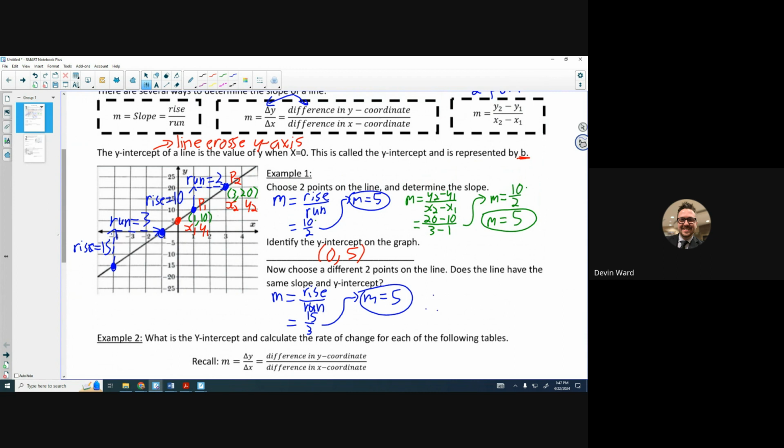Okay, so therefore the slope is the same. So it doesn't matter which 2 points I pick on my line, I'll get the same slope regardless of the 2 points I pick. So the slope of the line is always the same at any 2 given points.